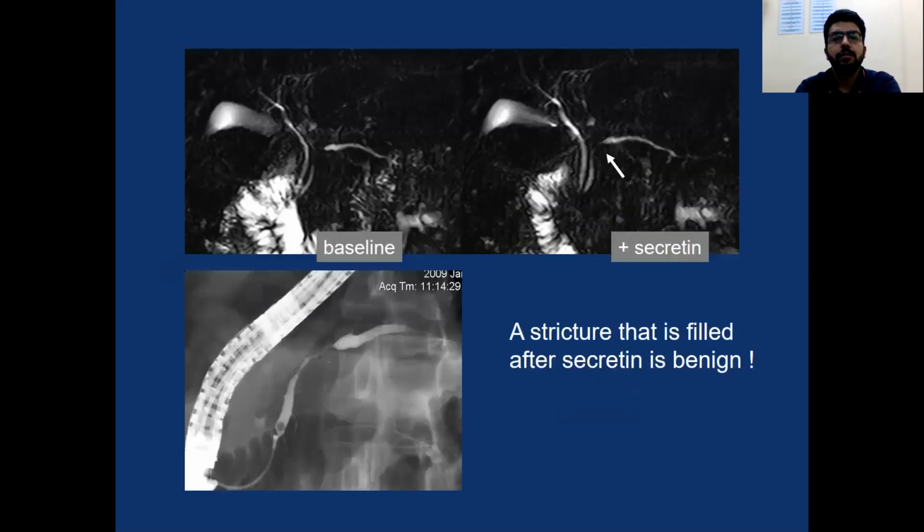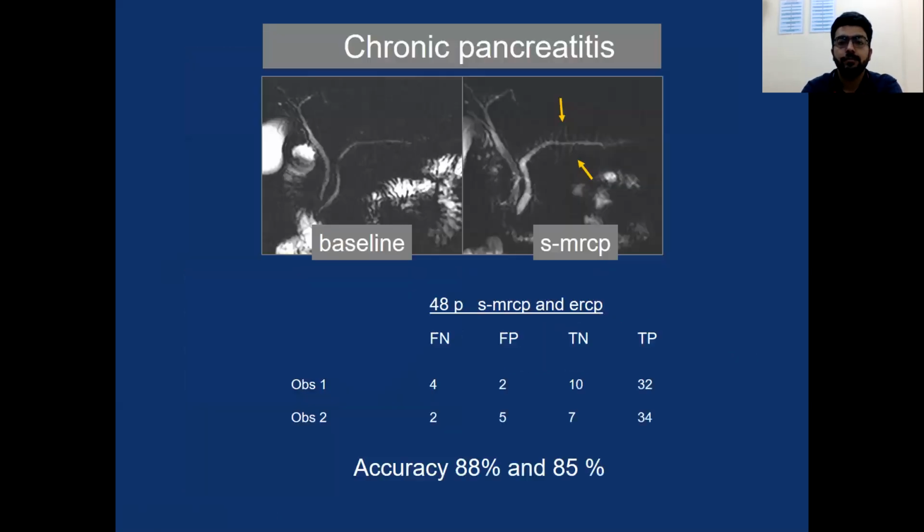So this is the baseline study that we see, and after giving secretin, there is a stricture that is filled after secretin as benign. So we can very well appreciate the stricture of the main pancreatic duct after giving secretin. Secretin will cause excessive pancreatic juice formation, and that will demonstrate very well the stricture that was there in the pancreatic duct.